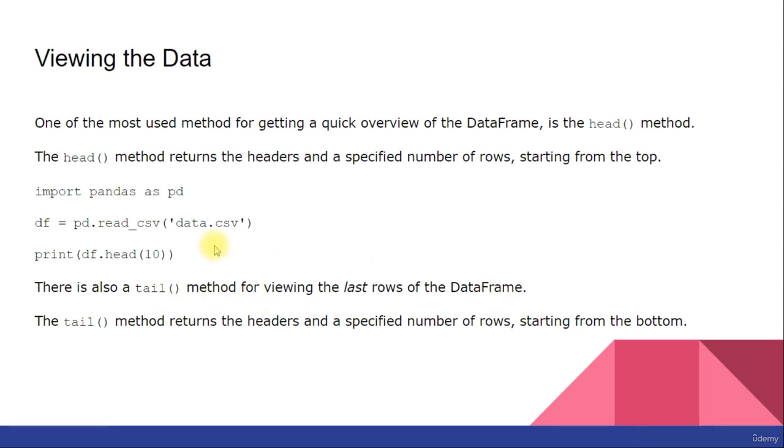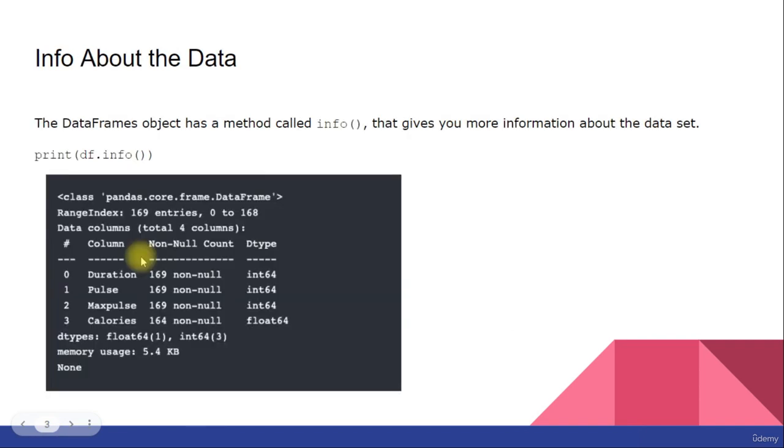If you want to view the top rows, then you can use the head method, and if you want to view the last few rows of the data frame, then you can use the tail method. The tail method returns the headers and a specified number of rows starting from the bottom. The same thing can be done with the tail method.